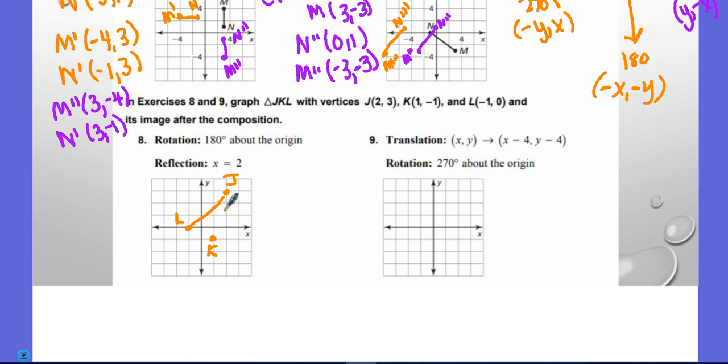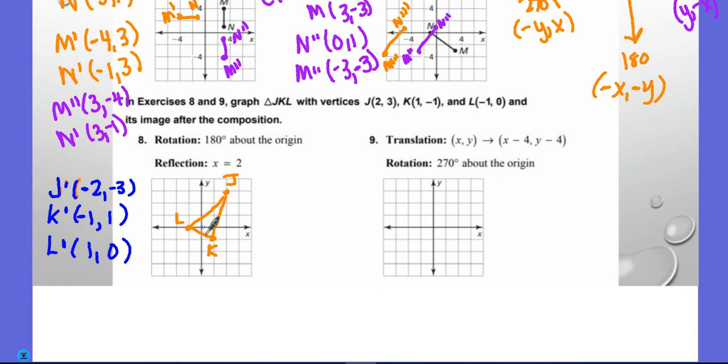Alright. And then next, it wants me to go 180 degrees about the origin. So that means J prime would be, let me change this color. This probably looks bad on your screens. Alright, so J prime would be just to take the opposite of both x and y. K prime would be to take the opposite of x and y. And L prime would also be to take the opposite of x and y.